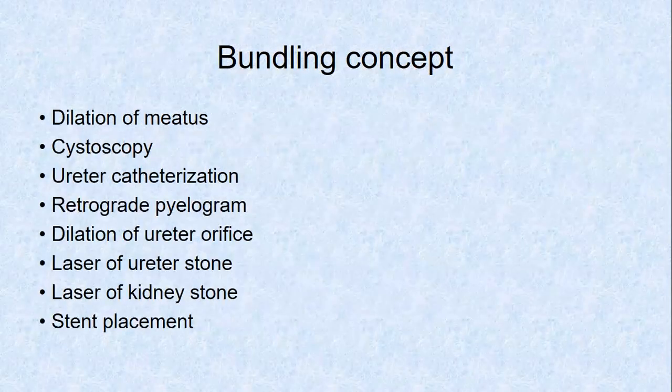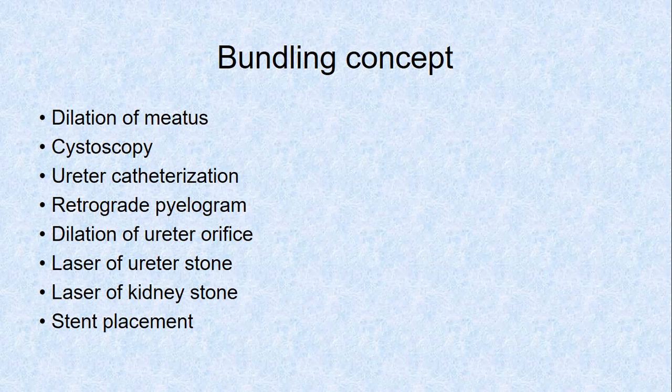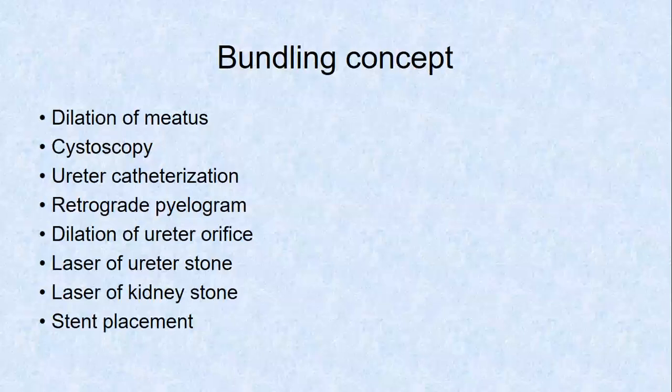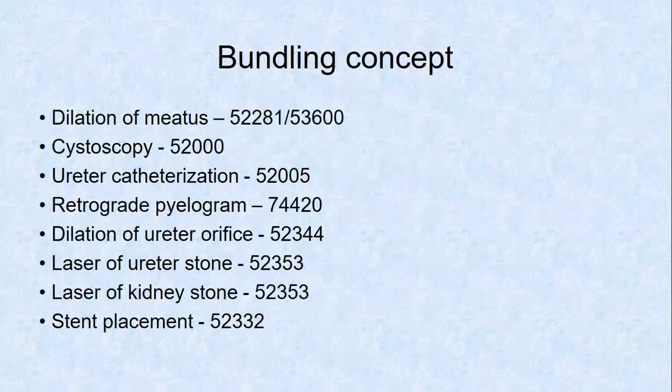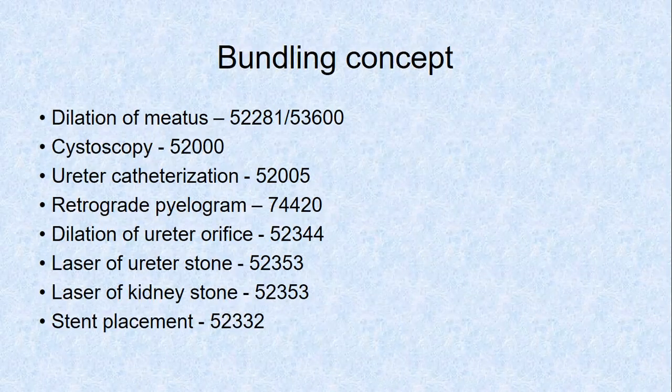So for example, I always see people when they're young, they try to bill dilation of the urethral meatus, cystoscopy, ureter catheterization, retrograde pyelogram, dilation of a ureter orifice, getting the ureteroscope up, lasering the stone in the ureter, lasering the stone in the kidney, and placing a stent. These all have pretty much their own CPT codes if done by themselves, but the access to and cleaning up of procedures is typically bundled.